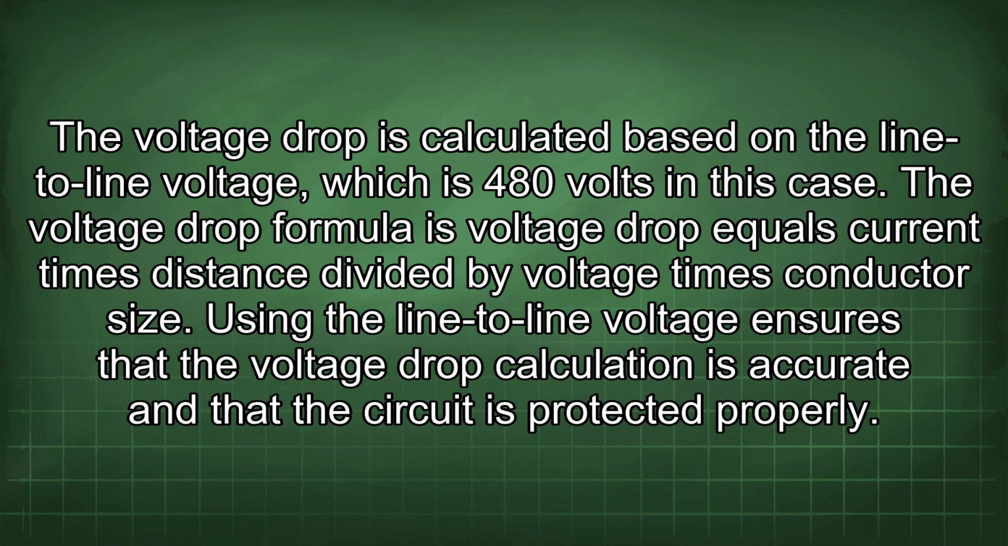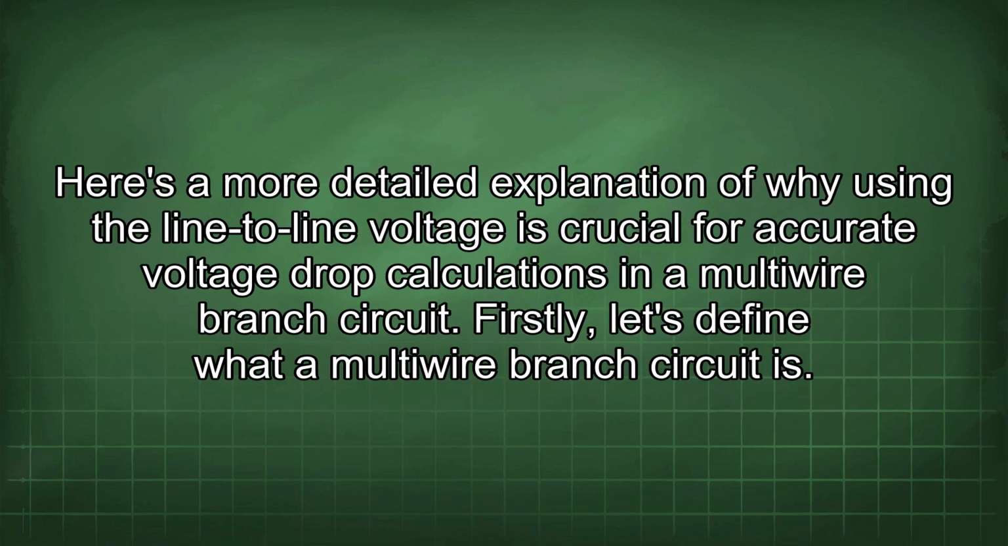The voltage drop formula is voltage drop equals current times distance divided by voltage times conductor size. Using the line-to-line voltage ensures that the voltage drop calculation is accurate and that the circuit is protected properly. Here's a more detailed explanation of why using the line-to-line voltage is crucial for accurate voltage drop calculations in a multiwire branch circuit. Firstly, let's define what a multiwire branch circuit is.